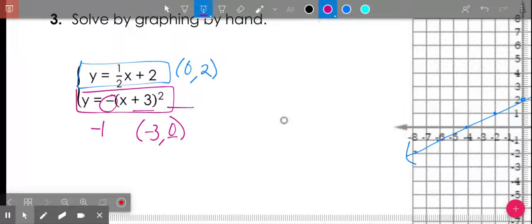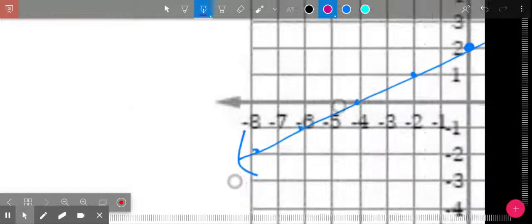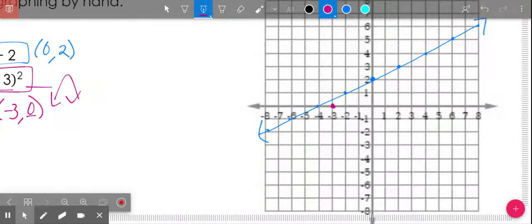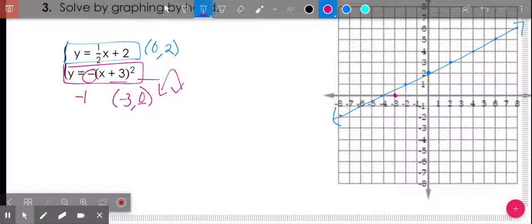Okay, and my a value here is going to be a -1. So that means our parabola is going to open down. So it's going to look like that. So we're going to start by plotting our vertex. So that's going to be at (-3, 0), right there. Our parabola opens down, so we're going to use our over and up table.